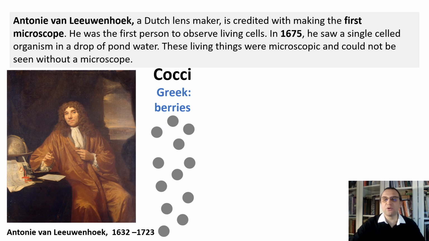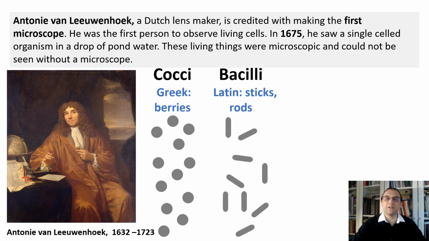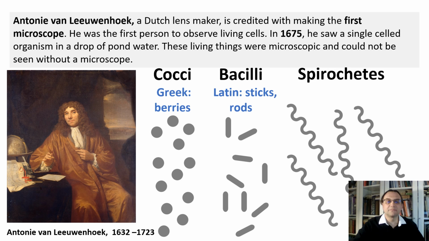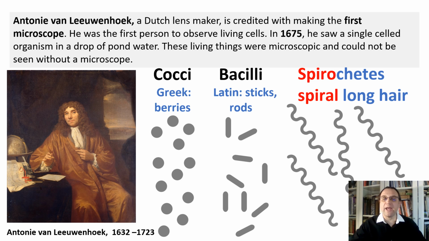Coccal shape, as you remember from lecture number 5, cocci means berries in Greek. Bacillary shape means rod-like in Latin. And spiral shape. Spirochete, spiro stands for spiral, and chete is Greek, stands for long hair.